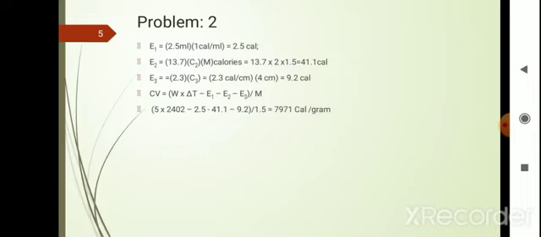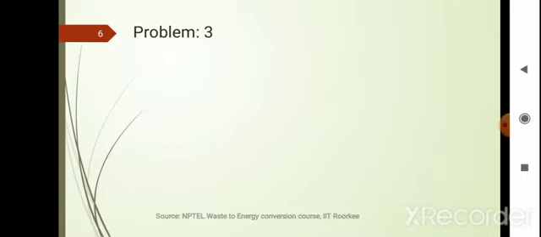So just substitute here, there is no complexity. So we are getting calorific value as 7971 calorie per gram. So this is our answer. So in this we will be getting directly in calorie per gram. If you want to convert that into megajoule per kilogram or kilojoule per kilogram, we have to multiply with the corresponding unit change factor. So this is the final answer. Now go for the third problem.